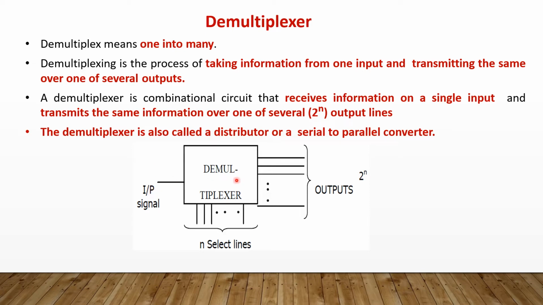So demultiplexer is basically a combinational circuit which will take the information from one input and transmit the same over one of the several outputs. So it receives the information on a single input and transmits the same information on several, 2 power n, output lines, and which will have n selection lines. And this demultiplexer is also called a distributor, or we can call it a serial to parallel converter. Why? Because one of the output terminals can be selected based upon the selection lines, so that the input signal can be distributed among one of the output terminals. That is why it is called a distributor.